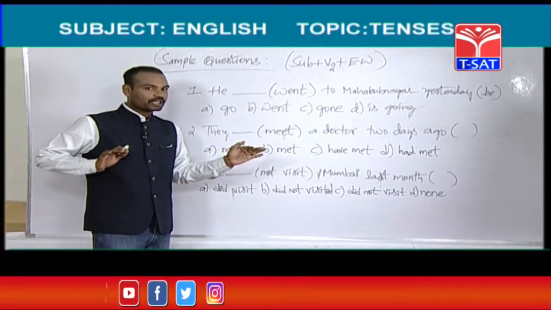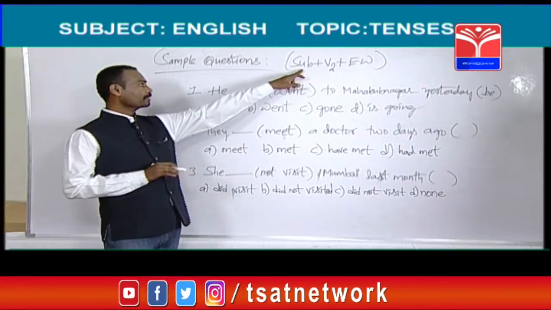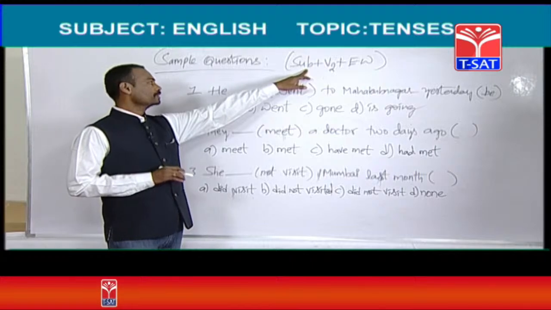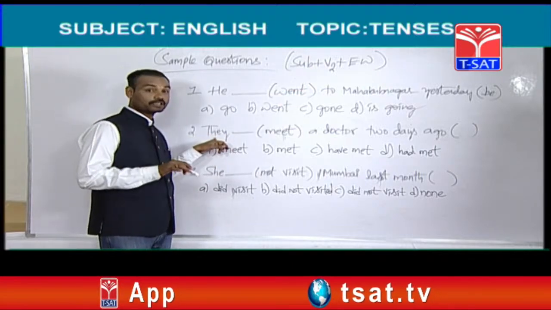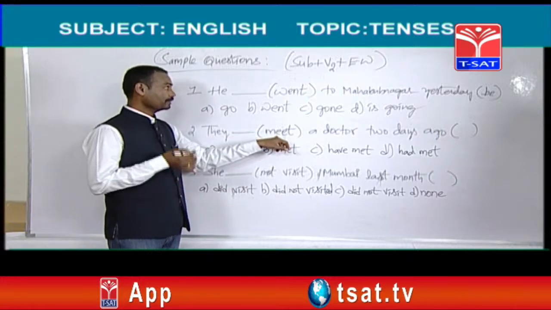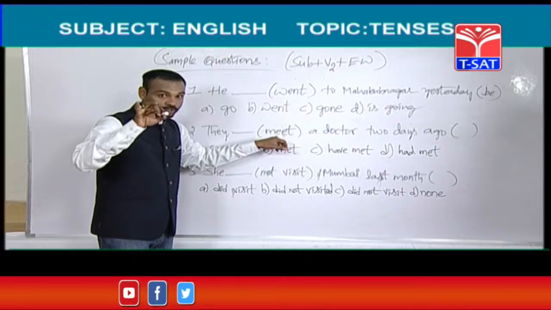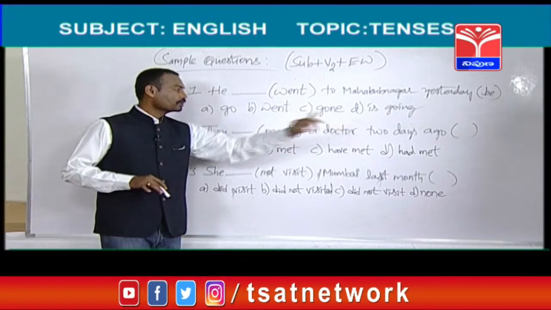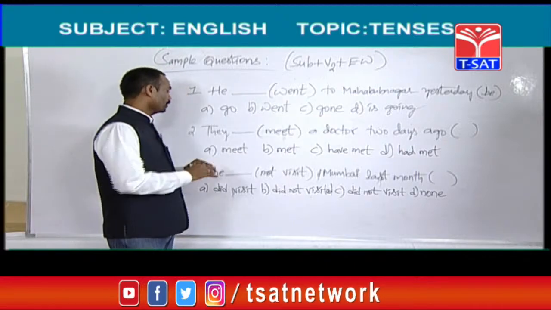After knowing the name of the tense, you should come to the subject. After coming to the subject, you should remind the frame of the tense. Subject plus verb second form plus extra words. So subject has already been given here. Next, verb must be in the second form, but they have given V1. We should change into V2. Then a doctor 2 days ago. These all are called extra words, EW for extra words. Okay, fine.